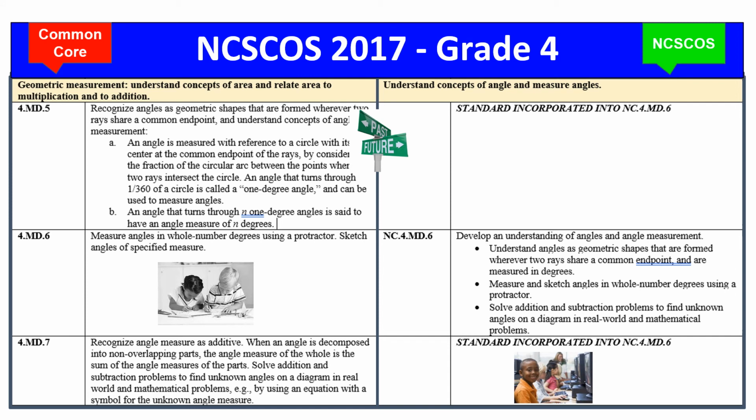4MD5, 4MD6, and 4MD7 have been combined into NC 4MD6. However, the content remains the same. Students are still expected to understand angle and angle measurement and to solve angle addition and subtraction problems in which angles are combined or taken apart.